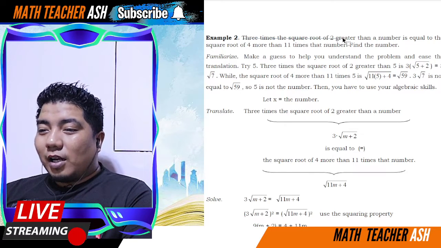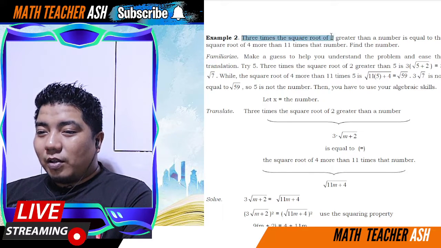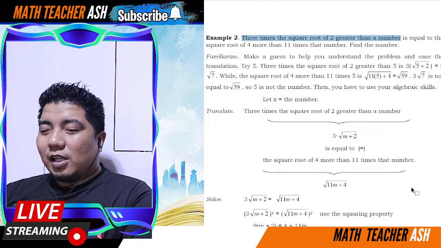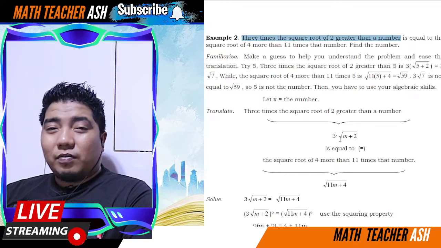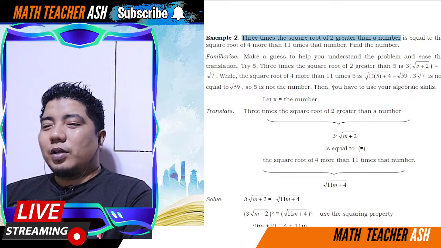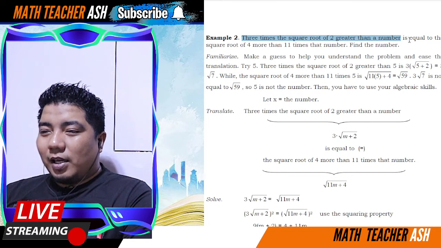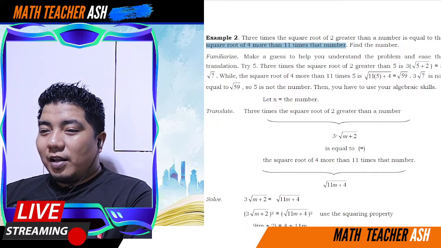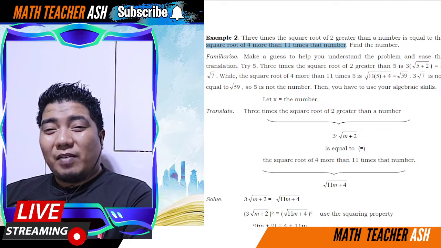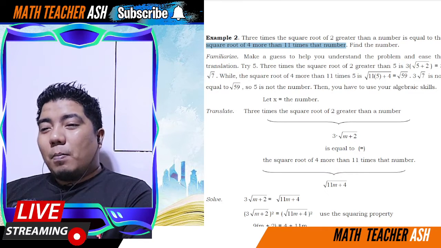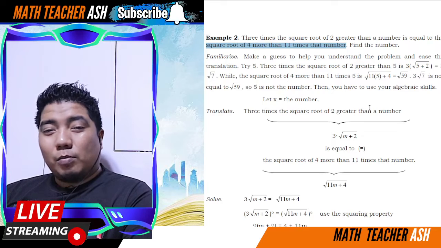So, ito, translate mo muna yan sa left side. So, that is 3 times the square root of m plus 2. Okay. And then, equals, then you translate this one. So, square root of 4 more than 11 times the number. So 11x plus 4. Okay, kasi more than.